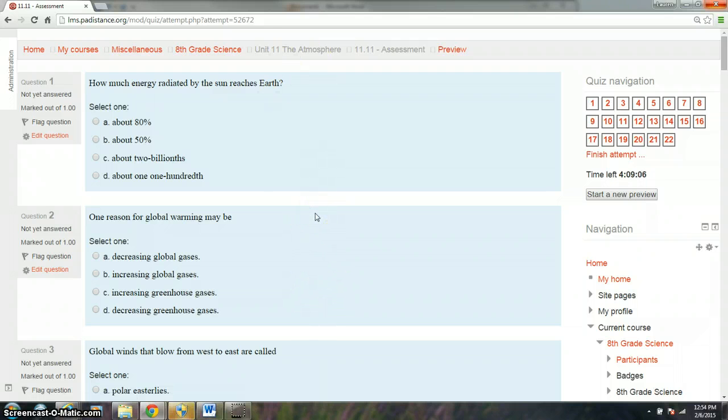Question 1. How much energy radiated by the sun reaches Earth? A. About 80%. B. About 50%. C. About 2 billionths. D. About 1/100th.